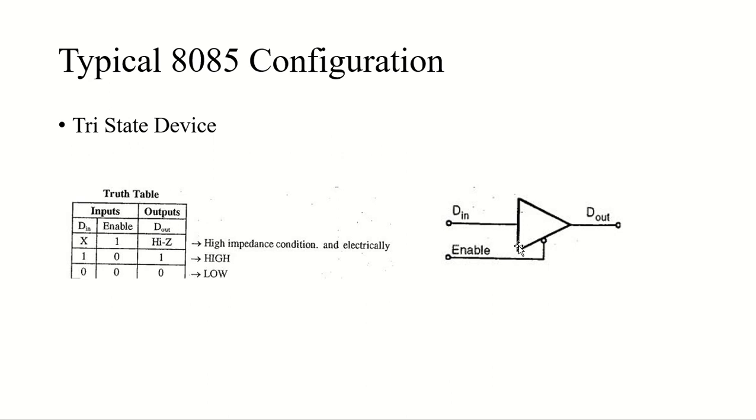So see, this is the tri-state switch. It includes input, output, and an enable signal. And the truth table indicates that it has three states. When D in is X and when enable is 1, the output will be high Z, which means high impedance condition. And when D in is 1 and enable is 0, the output will be 1. When everything is 0, then the output will be 0 as well. Isn't it obvious?